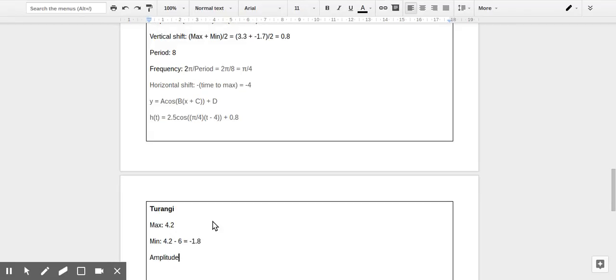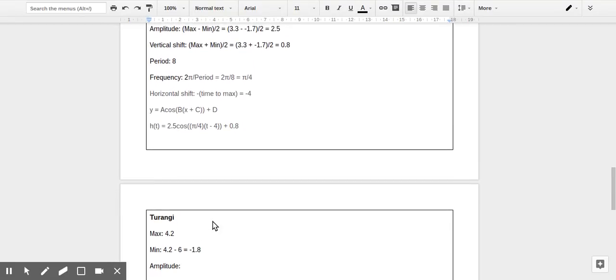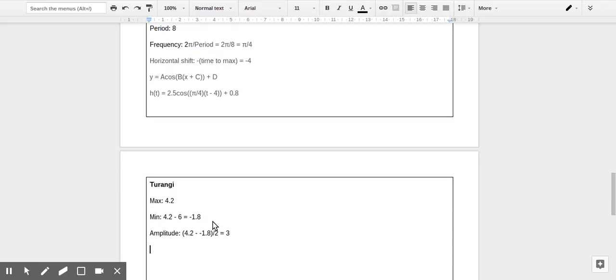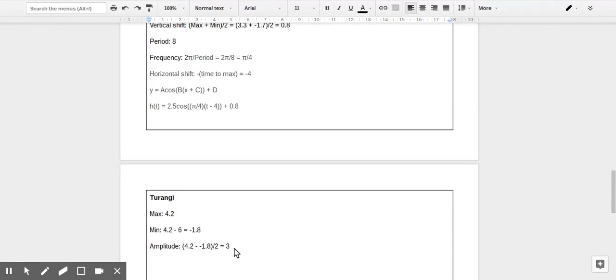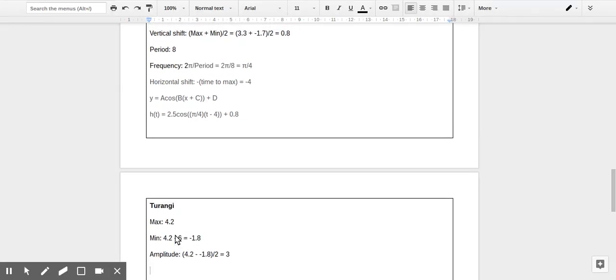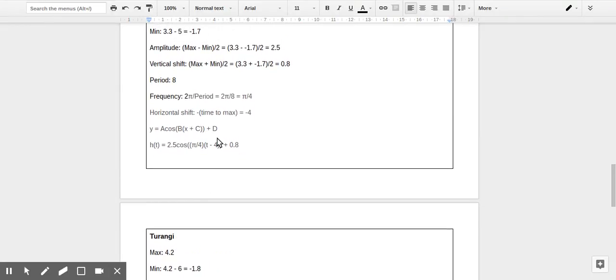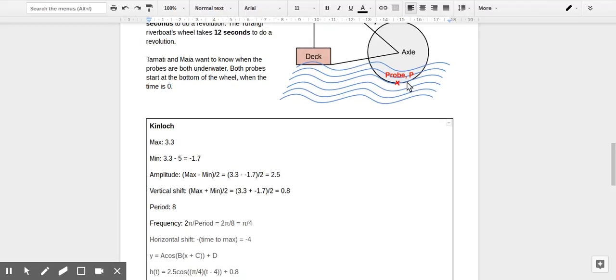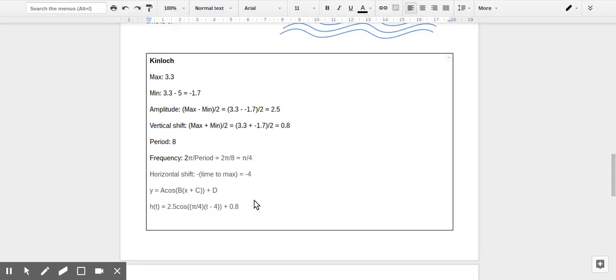Now amplitude is our max minus our min divided by 2. So it's 4.2 minus our min divided by 2. So that's going to be 6 divided by 2, so that's going to be 3. And you'll also notice the amplitude is half of the diameter. So for both of these, amplitude is half of the diameter. That's because the diameter is the full length from the top to the bottom, so amplitude is half of that.